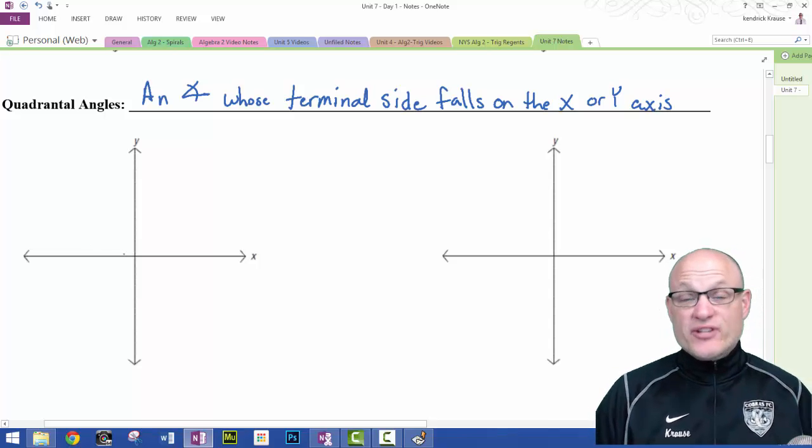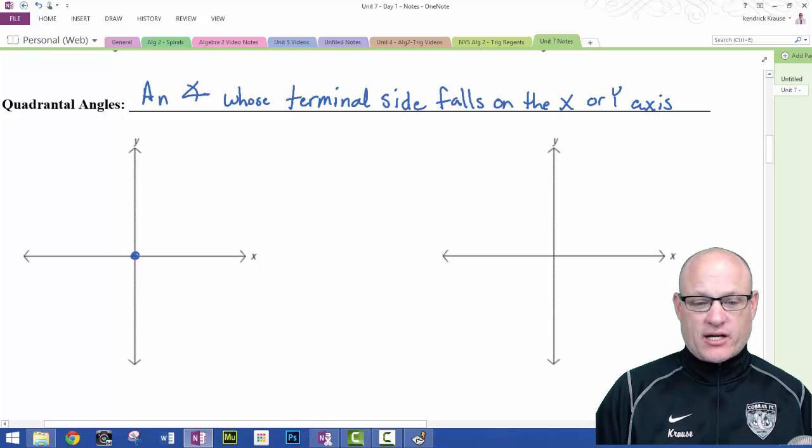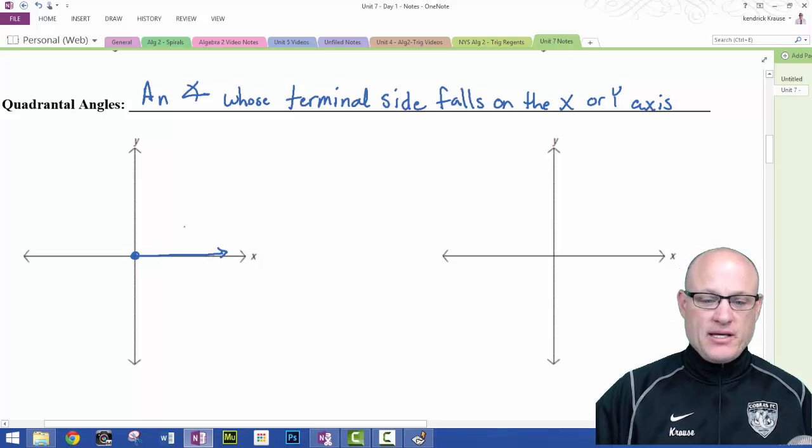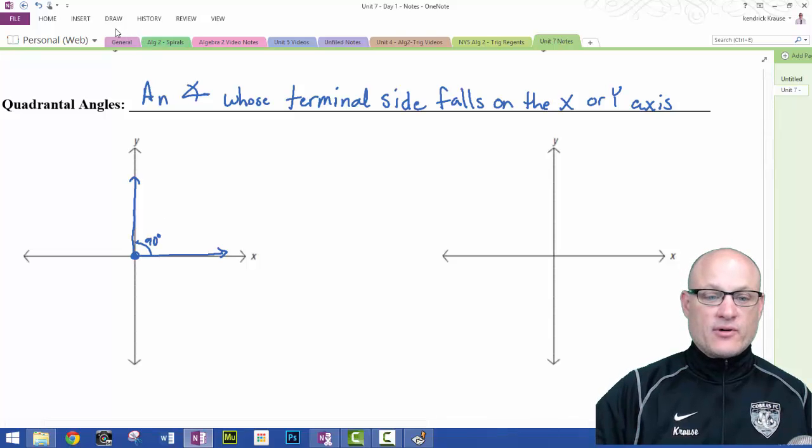Okay, so we'll still write it in initial position. Initial position means we have a vertex at the origin, and we draw our angle along the positive side. All that means then is that the terminal side ends on one of the axes. In this case, this angle would be 90 degrees.